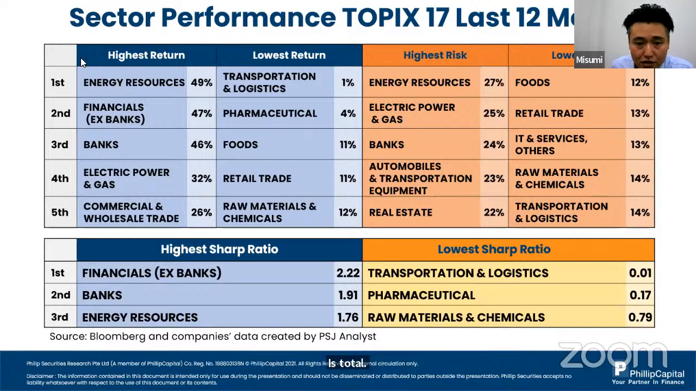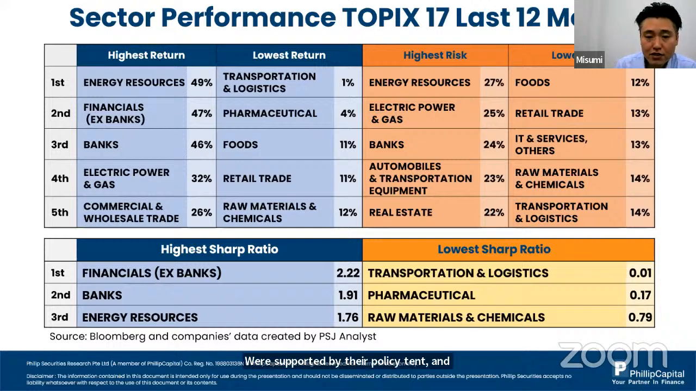The highest return was energy resources. It may be because of the recovery from the corona and also because of the energy consumption increase because of AI and data centers. Financial, excluding banks, is also good, supported by the BOJ policy change and also consumption increase.